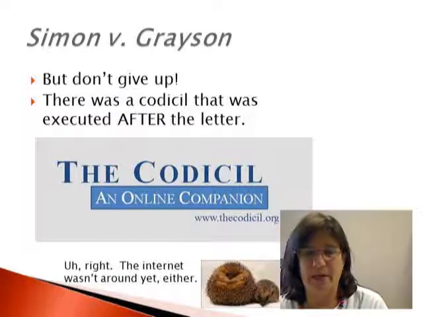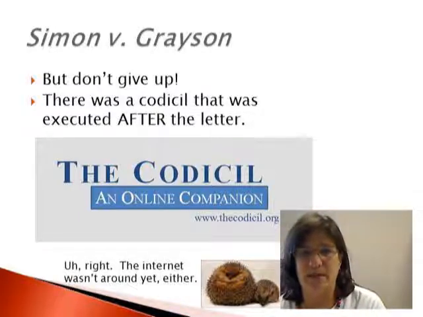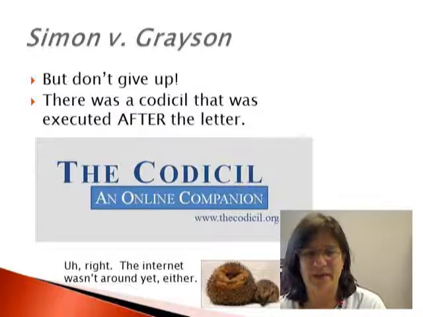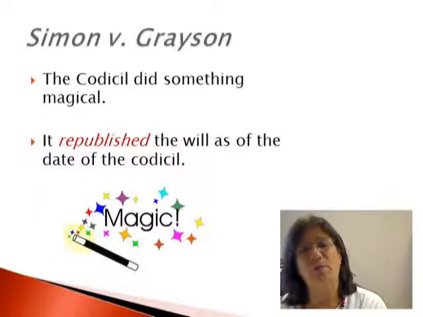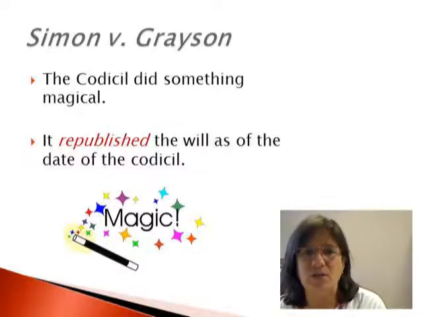Well, don't give up, because there was a codicil that was executed after that letter. There's a journal called The Codicil, but it's an online journal or has a website. That wasn't around yet either. Anyway, what's the deal with the codicil? Why do we care? It's like magic. It republishes the will as of the date of the codicil. So it's as if you did the whole thing over on that date.